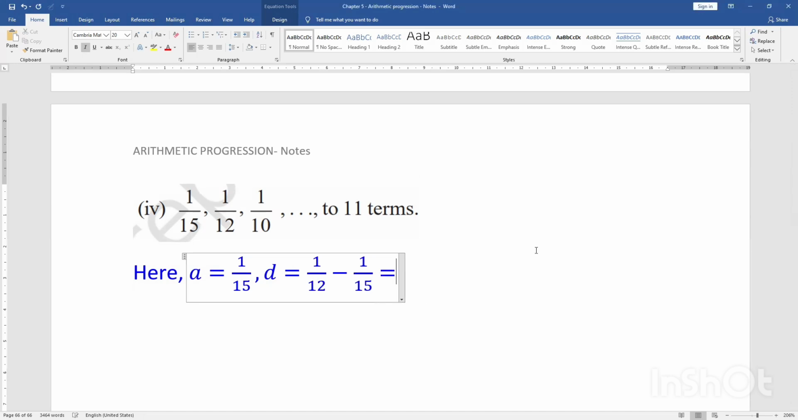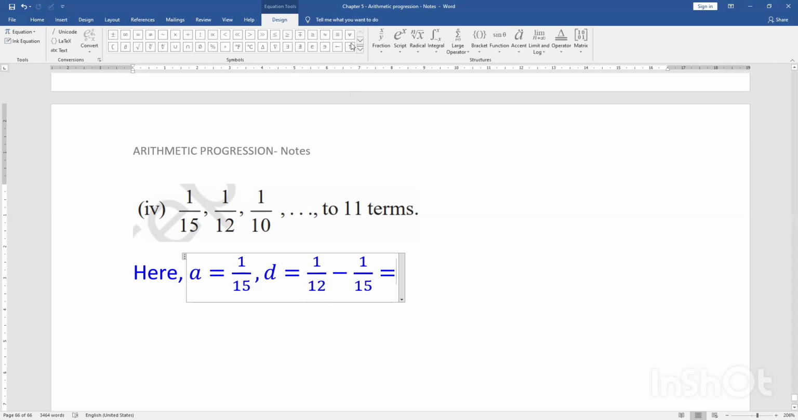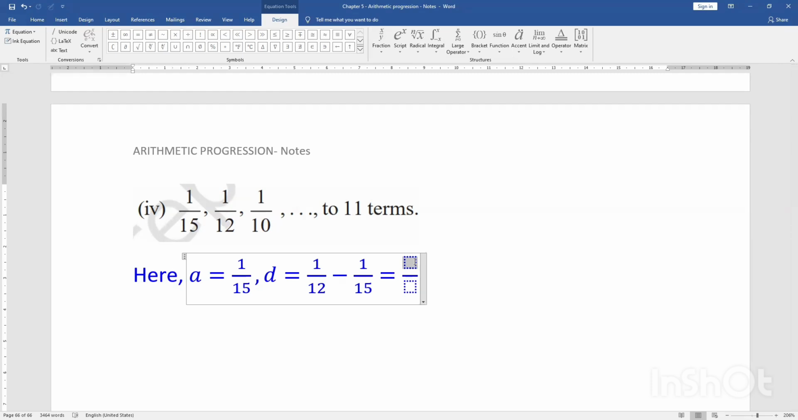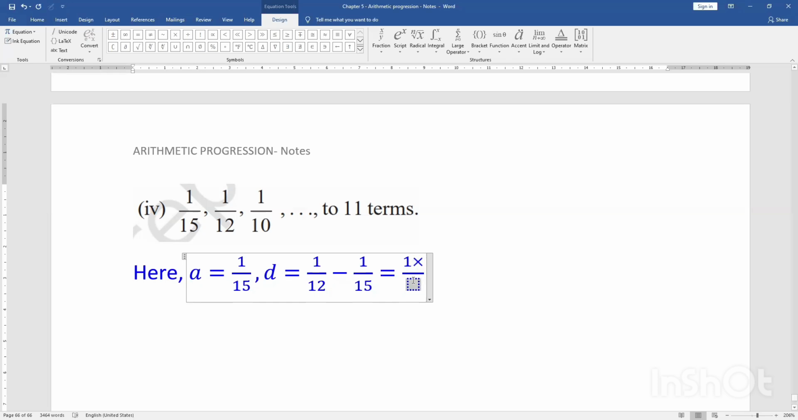Okay, now 12 and 15 LCM will be 60. So I'm going to take LCM as 60. Here, LCM is 60, so you can convert them into equivalent fractions. I'm going to solve this by the equivalent fraction method. Make sure the denominator is 60. For that, I'm going to multiply both numerator and denominator of 1 by 15 by 4.